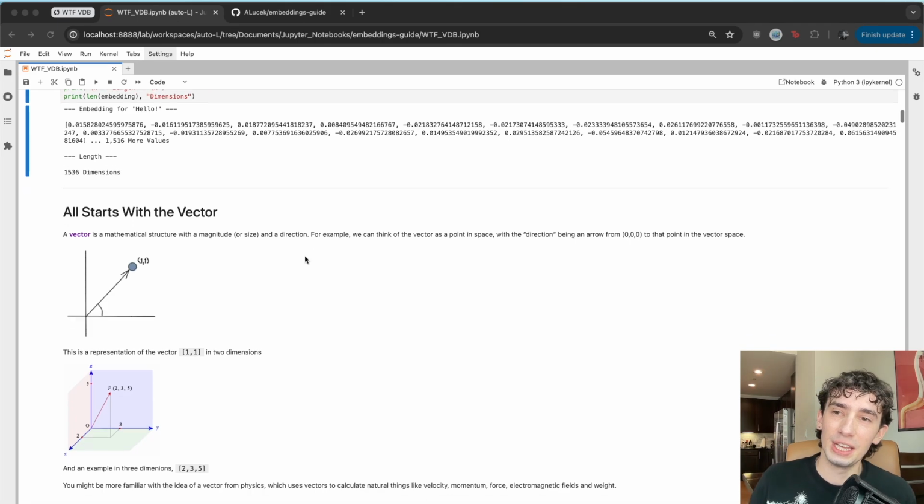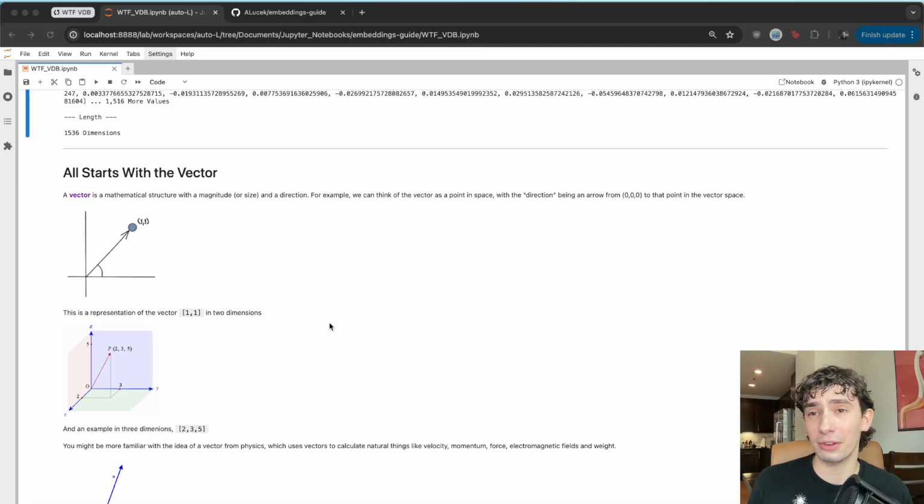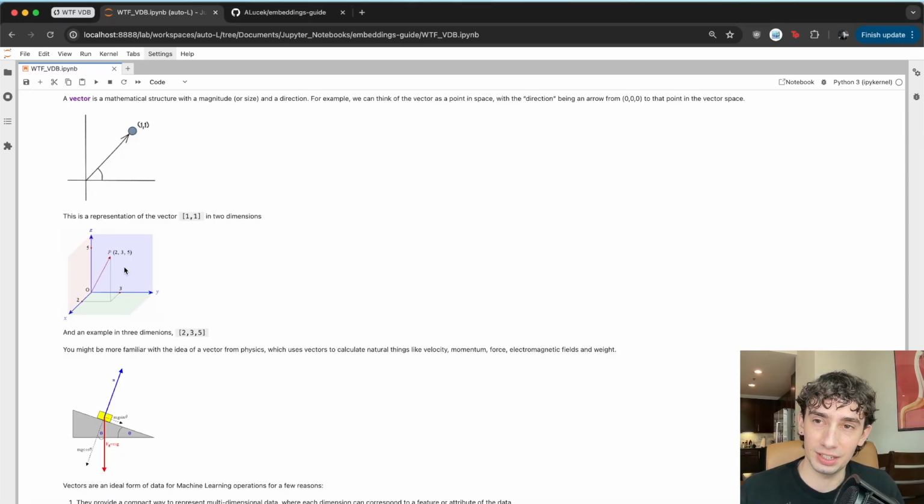And so to understand that, it really all starts with the idea of a vector. And a vector in this case is some sort of mathematical structure that has a magnitude, or you can think about it as size, and a direction. For our example here, we can think of the vector as some point in space, with the direction being an arrow from the center, 0, 0, to that point in vector space. Right here will be a representation of the vector 1, 1 in 2 dimensions. Adding on a third dimension, we can see with this example of the vector 2, 3, 5 that it's now a point in 3D vector space with the direction of this arrow pointing towards it, and then its magnitude or size relatively being the length of this arrow.